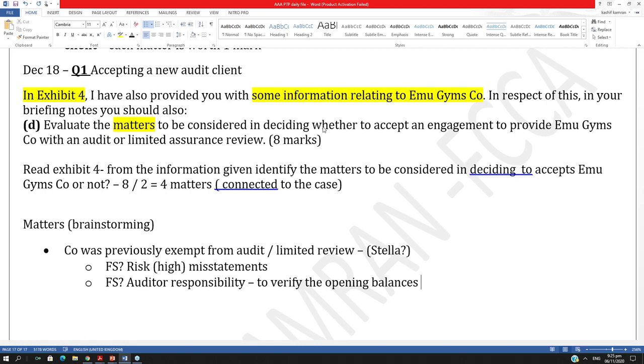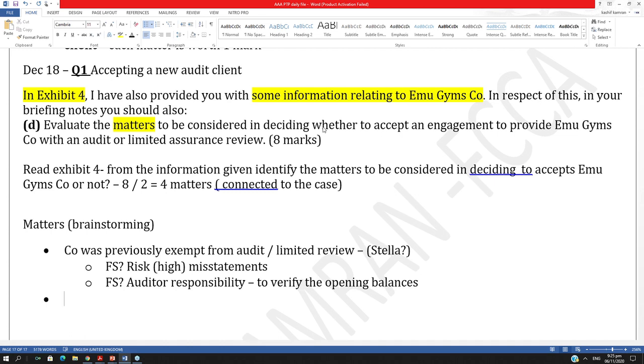There might be some window dressings in the financial statement. And do you believe there is an additional responsibility for the auditor to verify the opening balances? So is it an important matter? The company was previously exempt, right? Okay, let's move to the next point.